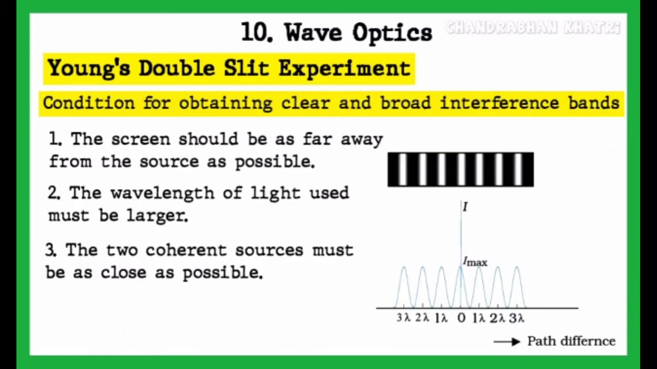Conditions for obtaining clear and broad interference bands. First condition: the screen should be as far away from the source as possible. Second: the wavelength of light used must be larger. And third: the two coherent sources must be as close as possible.